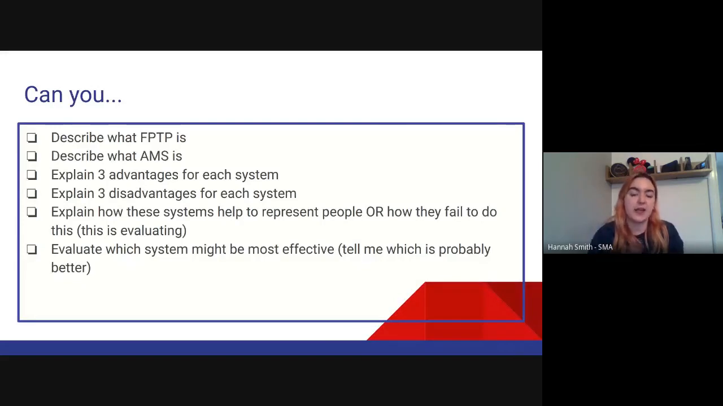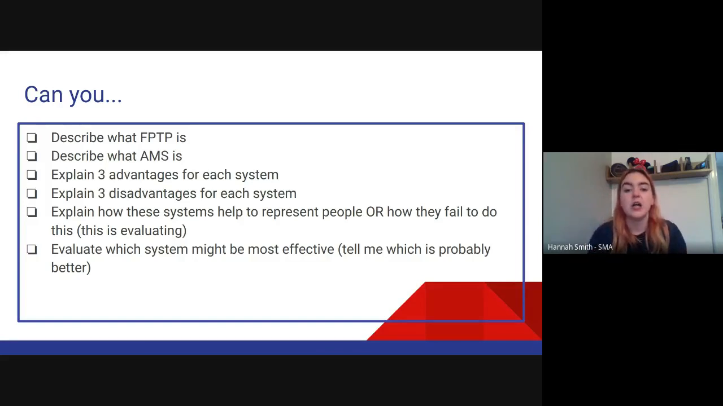What I would ask is, by the end of this week, can you describe to me what first past the post and AMS are each? Can you give me 3 advantages for each and 3 disadvantages? Can you explain how these systems help to represent people or how they fail? This is evaluating. So I know for some of you, the evaluation, the analysis, it's new. We are going to build this up. So don't panic if it's not perfect yet.